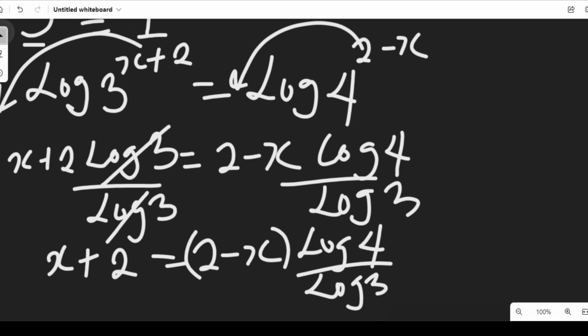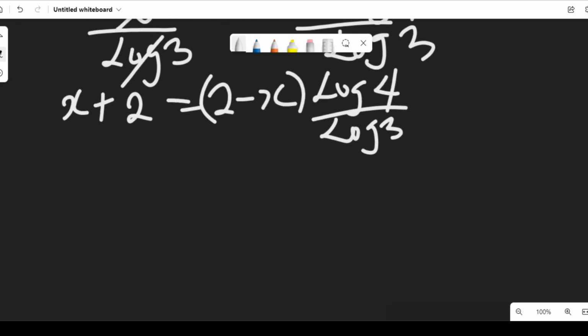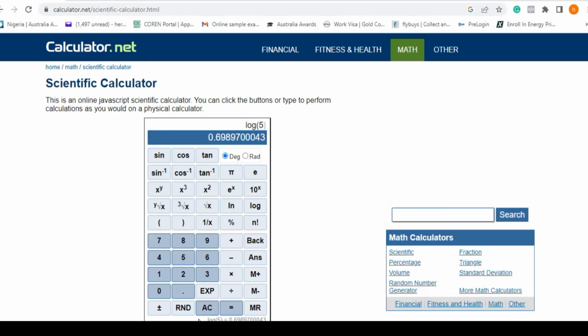Now let's go back to our calculator. We're going to find the values of log of 4 and log of 3. Log of 4 is going to give us 0.6020, and log of 3 is going to give us 0.471771. So we'll divide them.